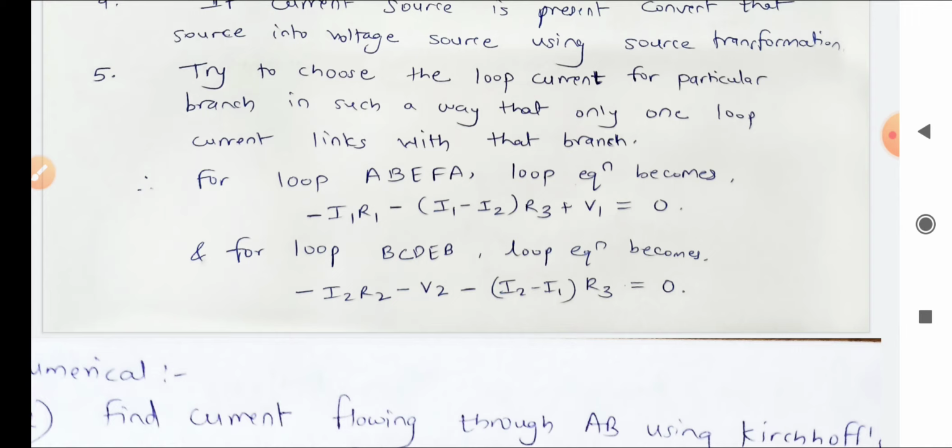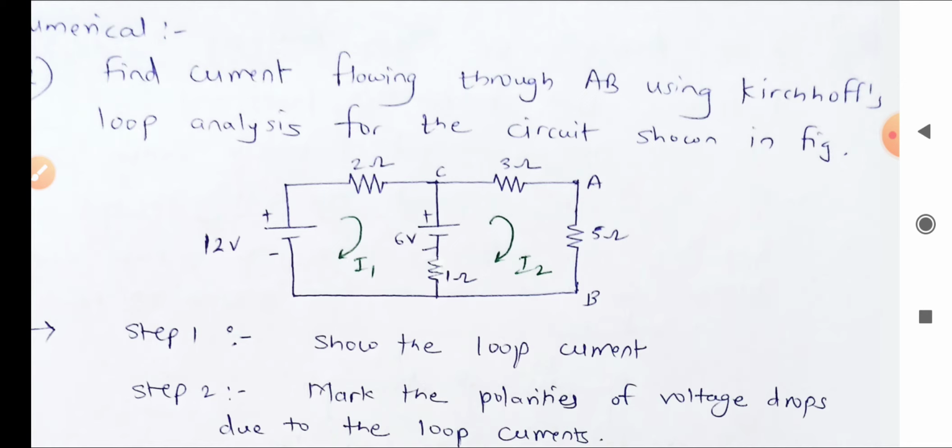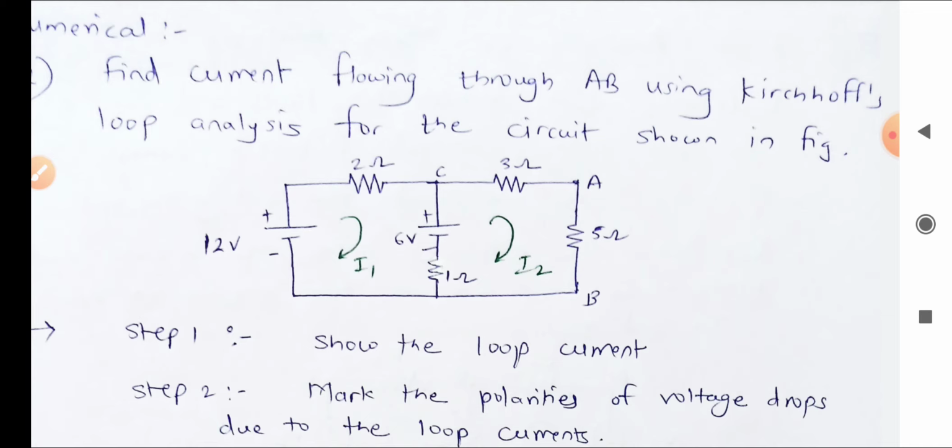To get an idea, I am going to use one numerical. This is a numerical in which we find the current flowing through AB using Kirchhoff's loop analysis for the circuit shown in the figure. In this figure, 2 ohm, 1 ohm, 2 ohm, 1 ohm, 3 ohm and 5 ohm are the different resistors present in the circuit, and we have to find the current flowing through branch AB. That is nothing but the current flowing through the 5 ohm resistor.